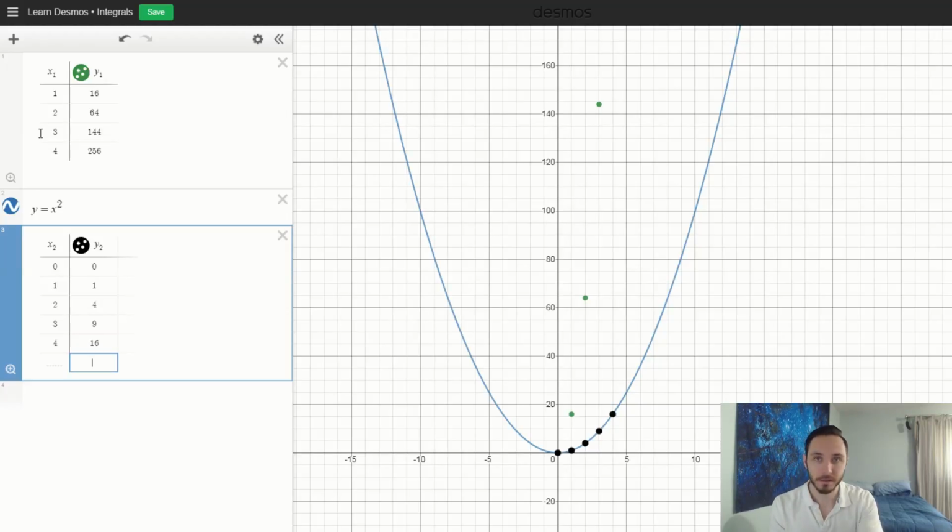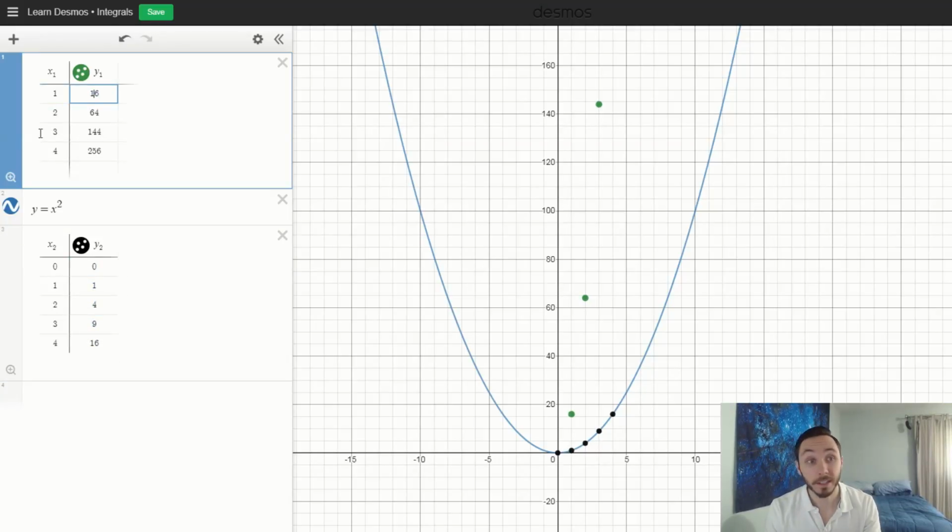And as you can see here, these black dots are filling in this curve. Let's think about the change here. To get from 0 to 1, we're adding 1. To get from 1 to 4, we're adding 3. To get from 4 to 9, we're adding 5. To get from 9 to 16, we're adding 7. So plus 1, plus 3, plus 5, plus 7.